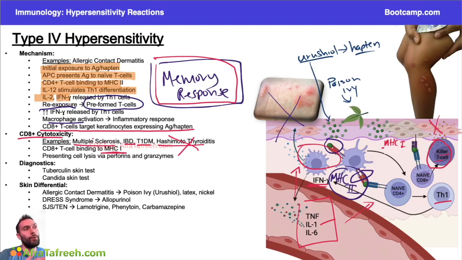And how are we doing that? We're doing that by having CD8 positive T cells bind MHC1 on our nucleated cells, particularly in the case of MS, oligodendrocytes, pancreatic tissue, thyroid, whatever it may be.